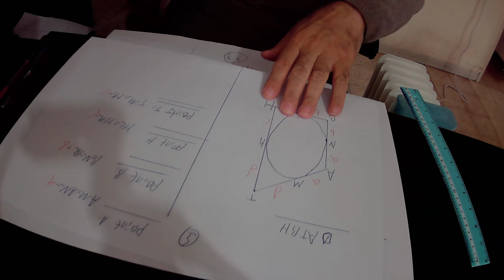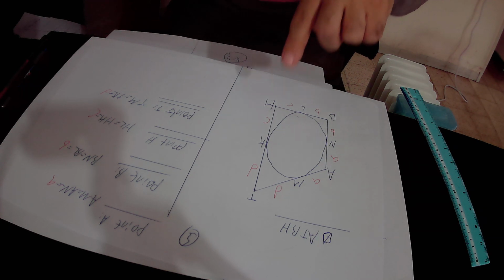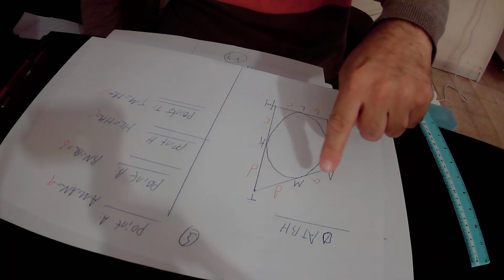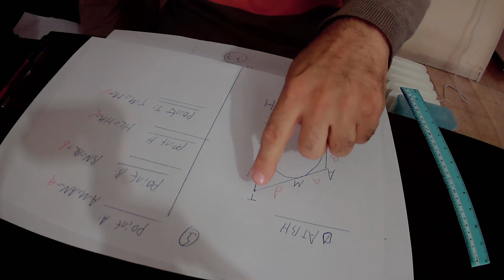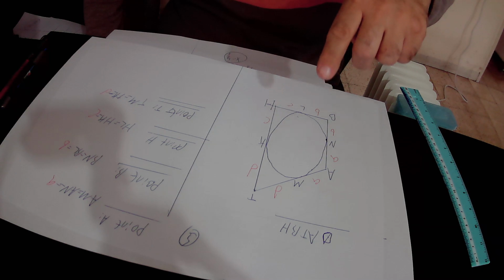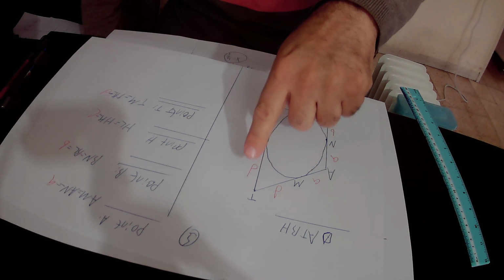Then we focus finally on the common external point T. From the common external point T, we have two tangents to the circle, tangent TM and tangent TK. According to rule number 2, they must be equal to each other. That is to say, TM equals TK. So if we define the length of tangent TM as d, then the length of tangent TK must also equal d.